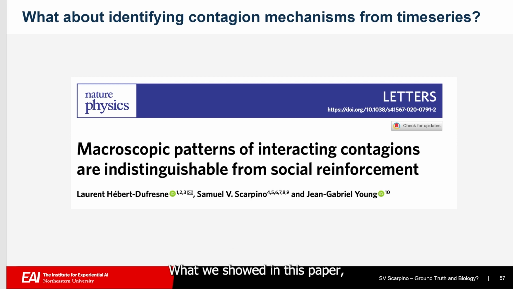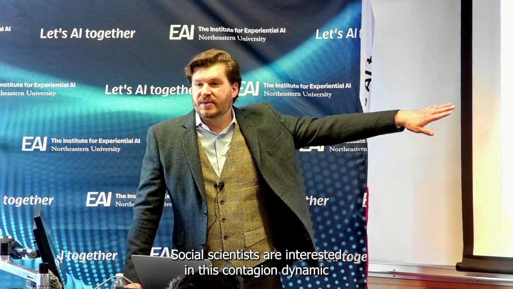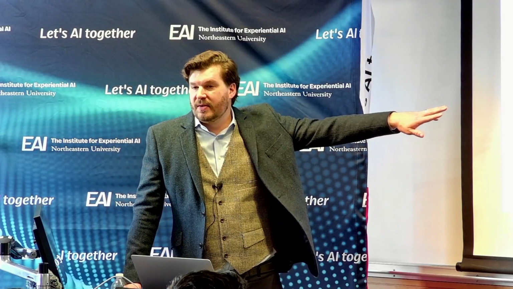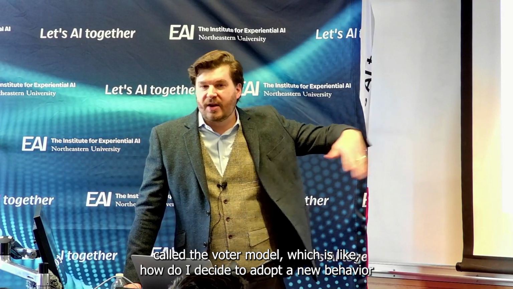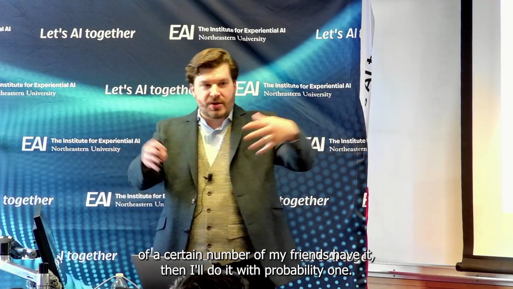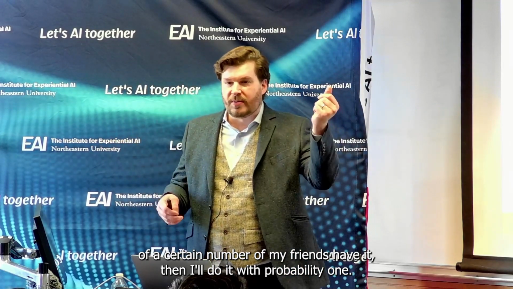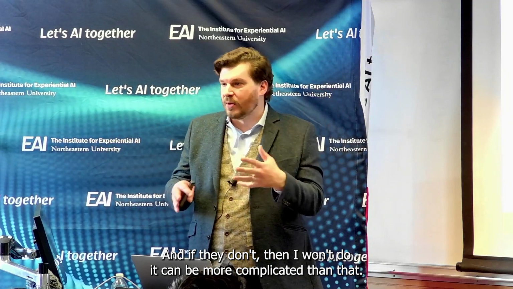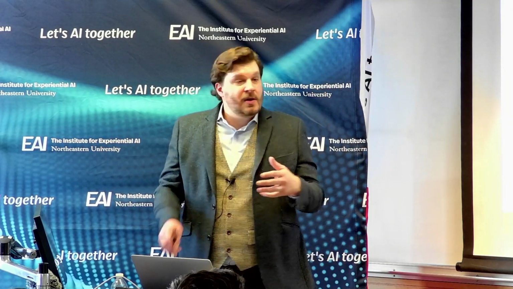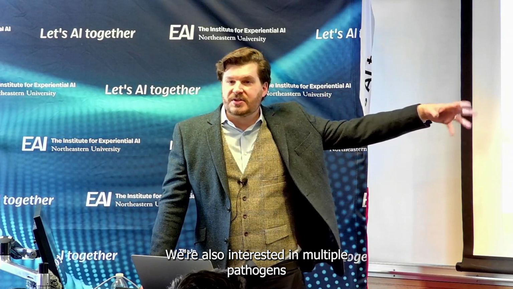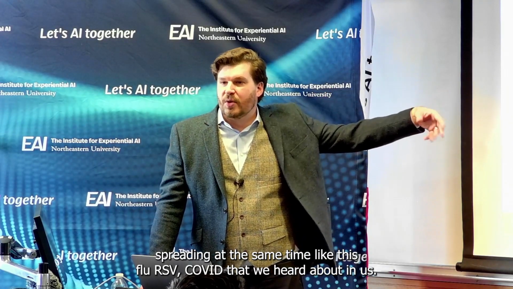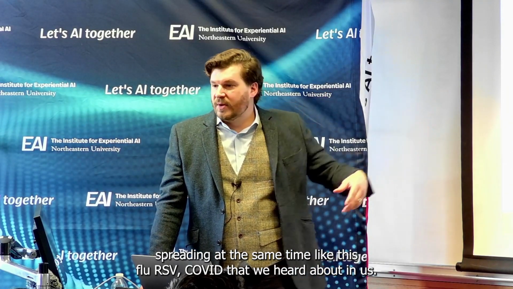What we show in this paper, social scientists are interested in this contagion dynamic called the voter model, which is like, how do I decide to adopt a new behavior? If a certain number of my friends have it, then I'll do it with probability 1, and if they don't, then I won't do it. It can be more complicated than that. We're also interested in multiple pathogens spreading at the same time, like this flu, RSV, COVID that we heard about in the US.